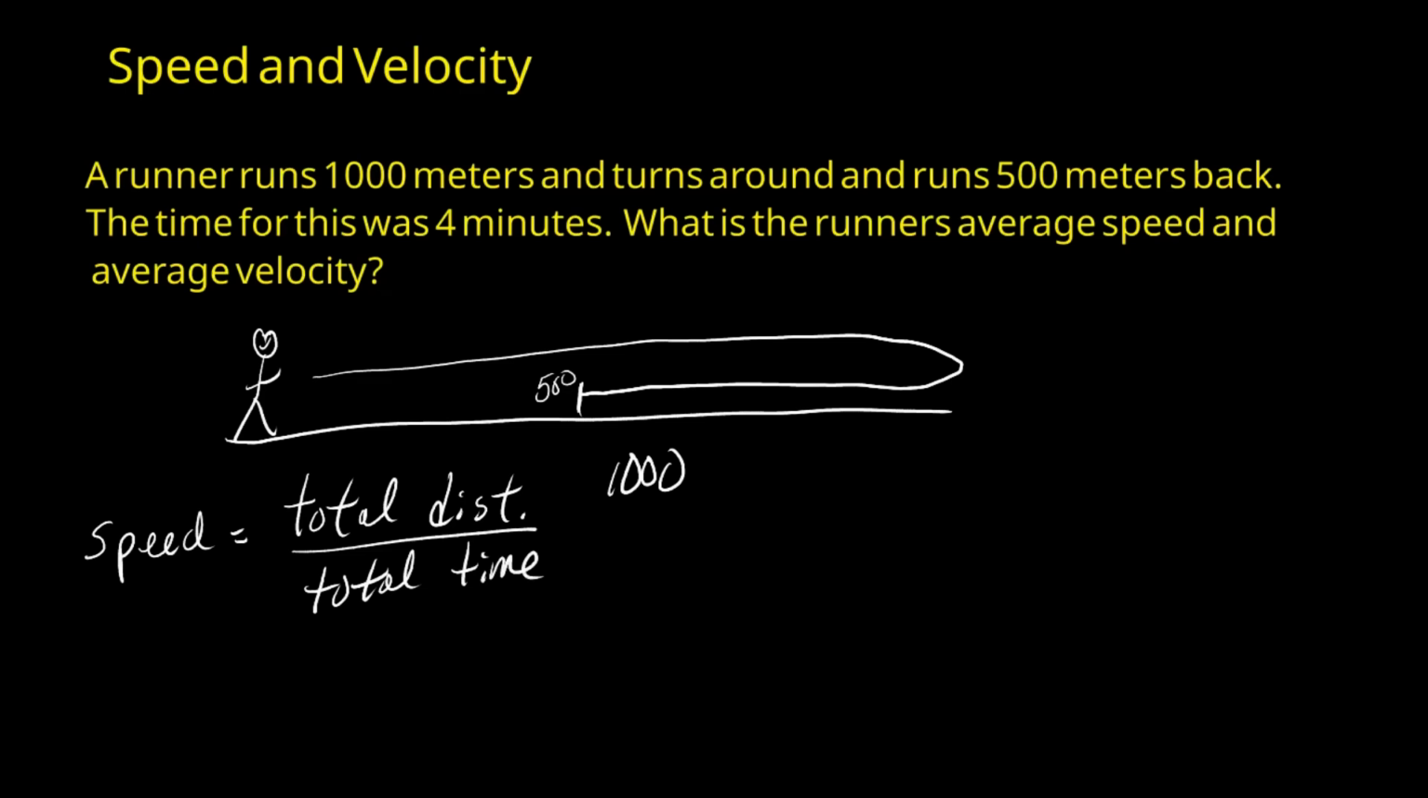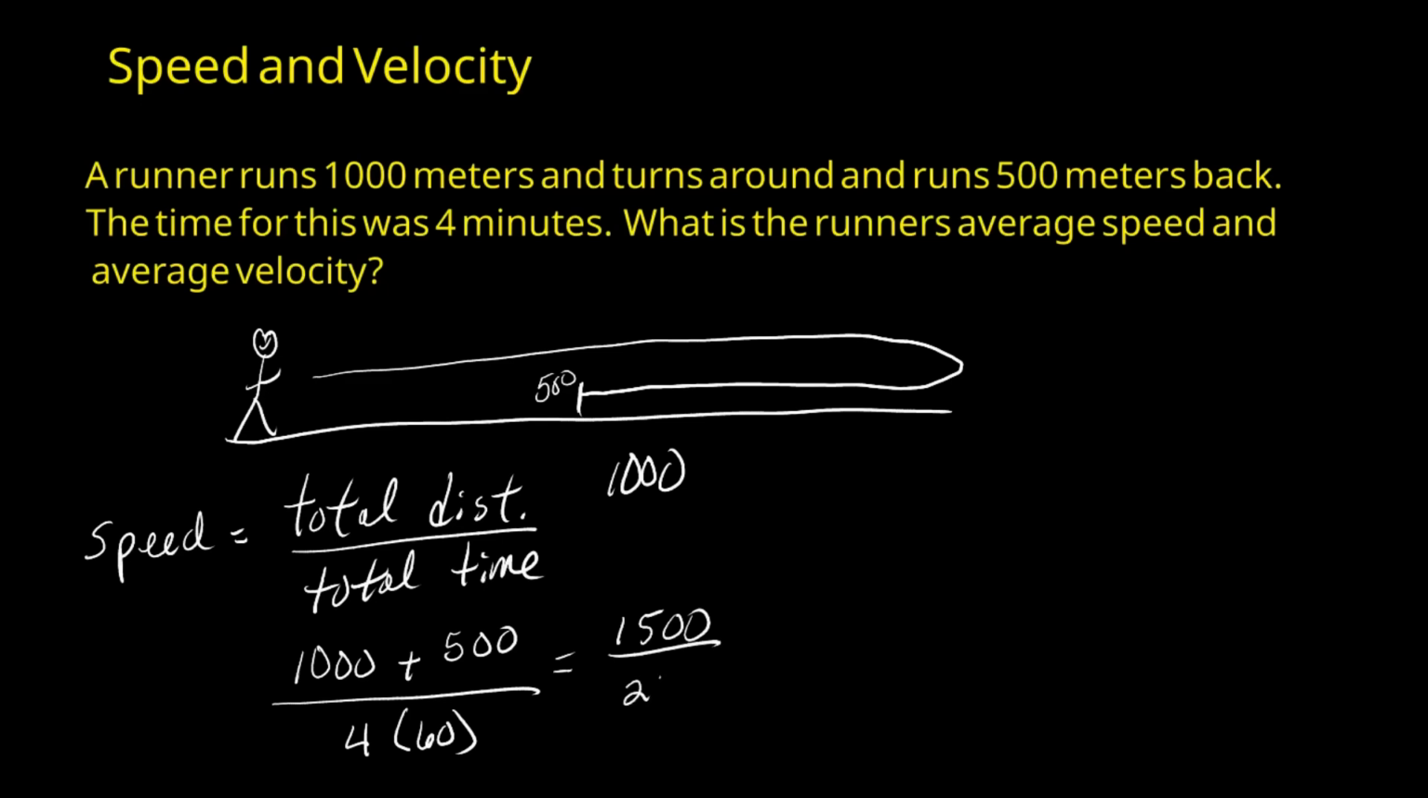So therefore, his total distance will be 1,000 plus 500 divided by 4 minutes. So that would be 4 times 60, which is 240, right? So that's 1,500 divided by 240. So that gives me approximately 6.3 meters per second. Okay, that would be his speed.